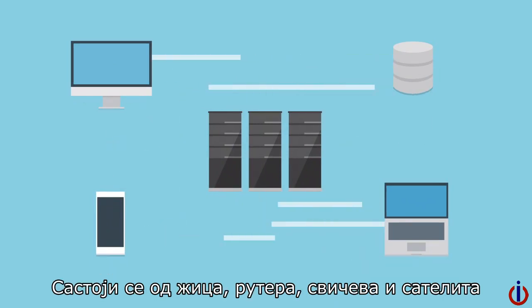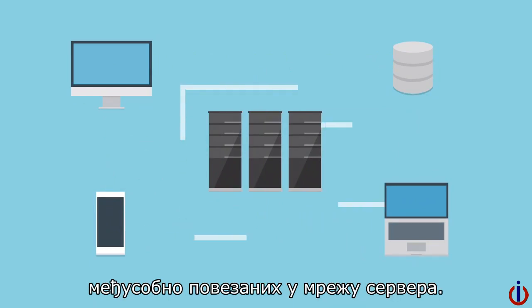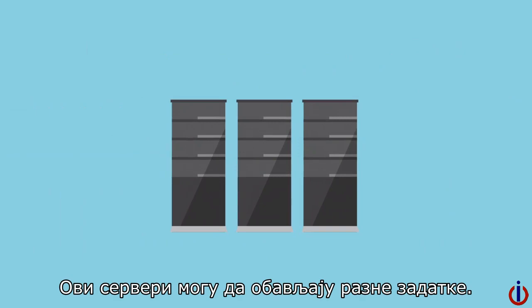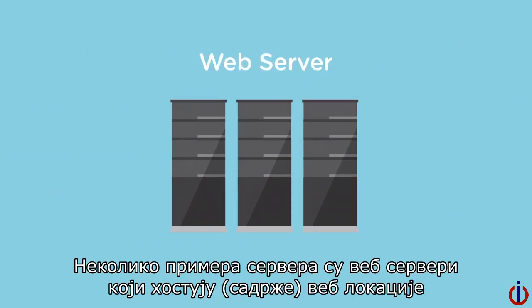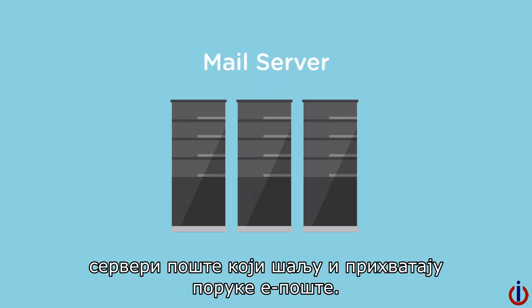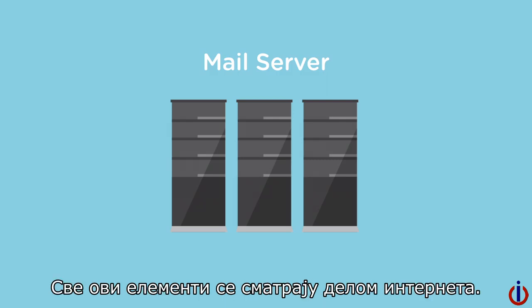It's made up of wires, routers, switches, and satellites, connecting the network of servers together. These servers can perform a lot of tasks. A few server examples are web servers that host websites, domain name servers that connect domain names with IP addresses, or mail servers that send and accept email messages. All of these things are considered part of the internet.